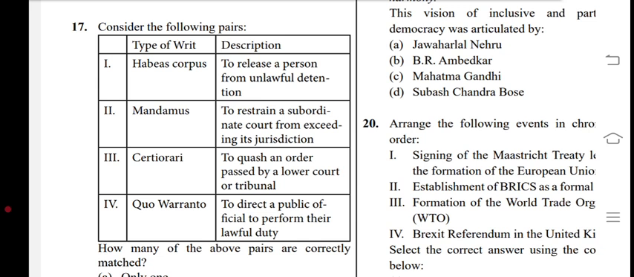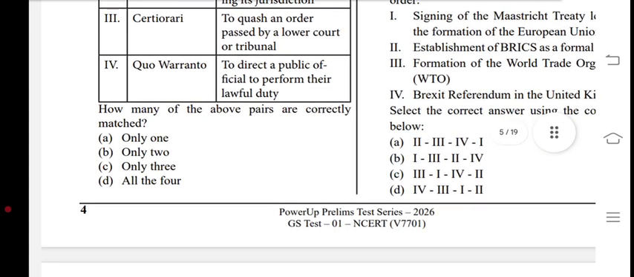Quo warranto to direct public officials to perform their lawful duties. How many of the above pairs are correctly matched? Only two. These are correct.